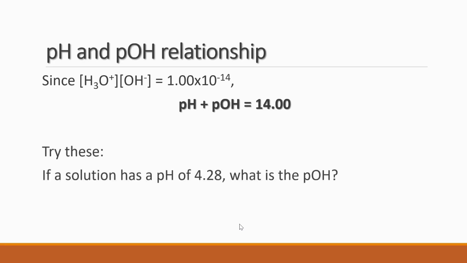So just a couple of easy calculations here. If the pH is 4.28, what's the pOH? Well, we just take 14 and subtract the pH. That will give us the pOH, 9.72.